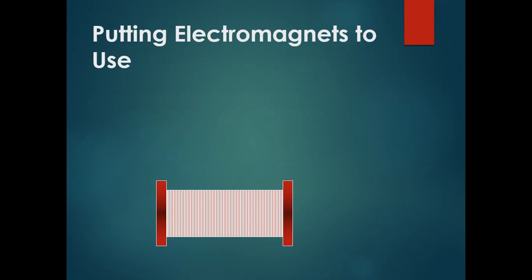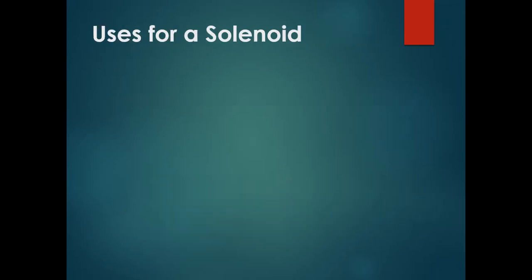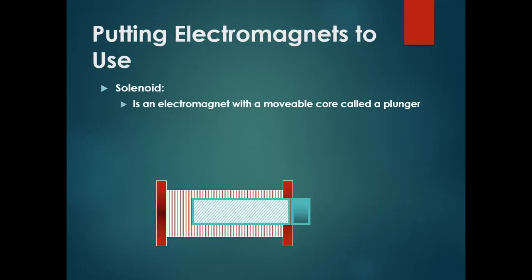Putting the electromagnet to use: the solenoid is an electromagnet with a movable core called the plunger. Here this is our movable core, called a plunger. So this is our basic thing.